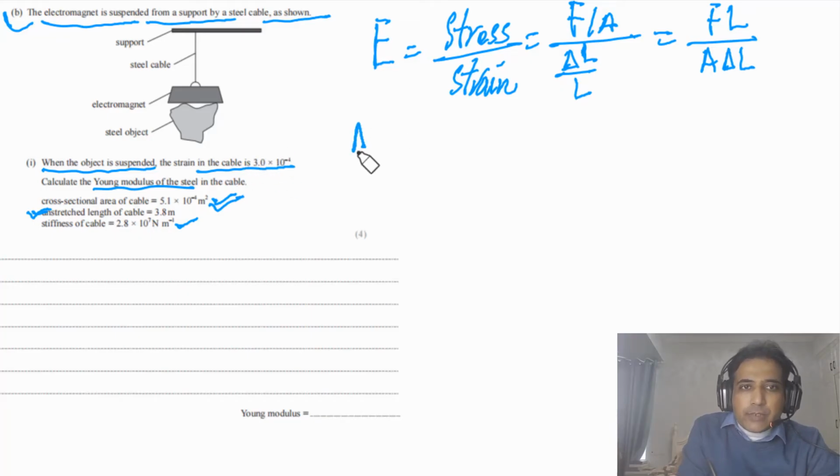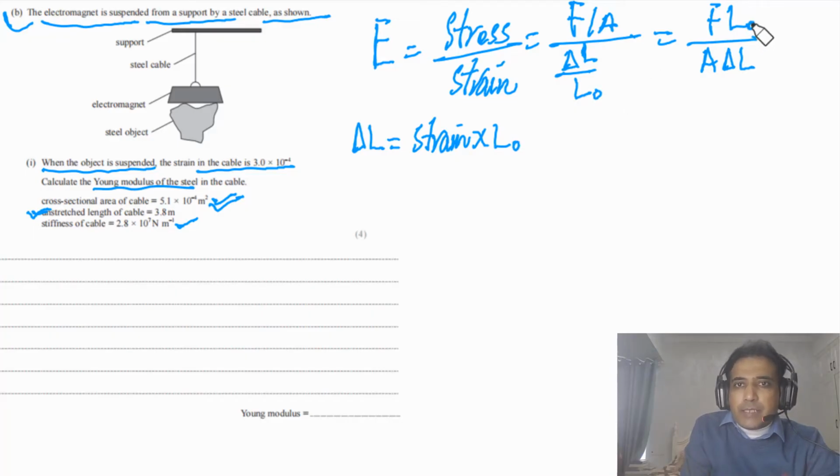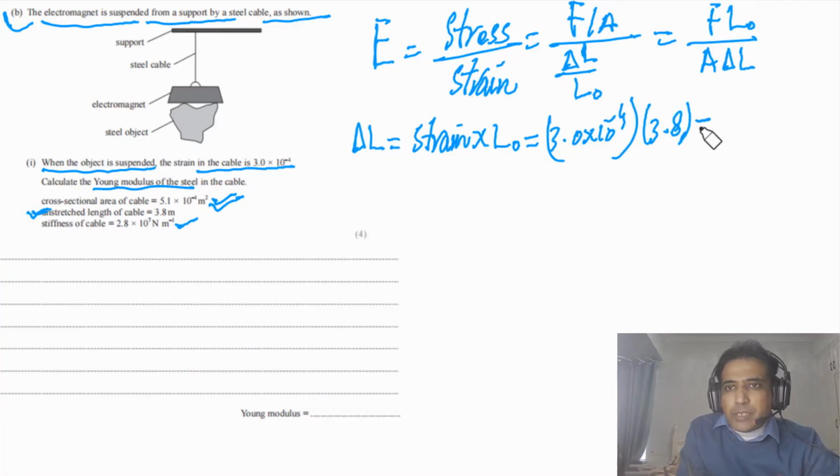So first of all we can calculate delta L. Delta L will be equal to strain times the original length L naught. Now we have the value of strain given here, so this is 3.0 times 10 to minus 4 multiplied by L naught, that is 3.8, so we will get 1.14 times 10 to minus 3 meters. So this is the value of delta L. Now we have the value of delta L, the value of A, and the value of L naught.